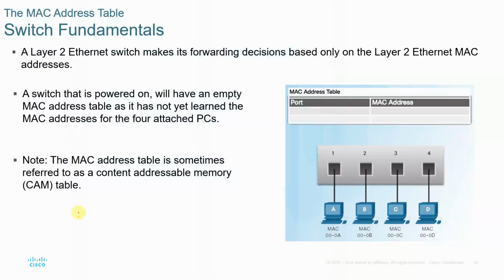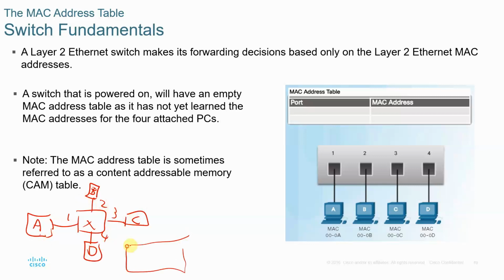As an example, let's assume that we have this switch and it's connected to devices A, B, C, and D. Let us number the ports of the switch: 1, 2, 3, 4. Initially, when the switch is switched on, the MAC table is empty. Let's assume that A will send a packet first to D. This will include the MAC address of A as the source MAC, and the destination MAC of D as the destination MAC.